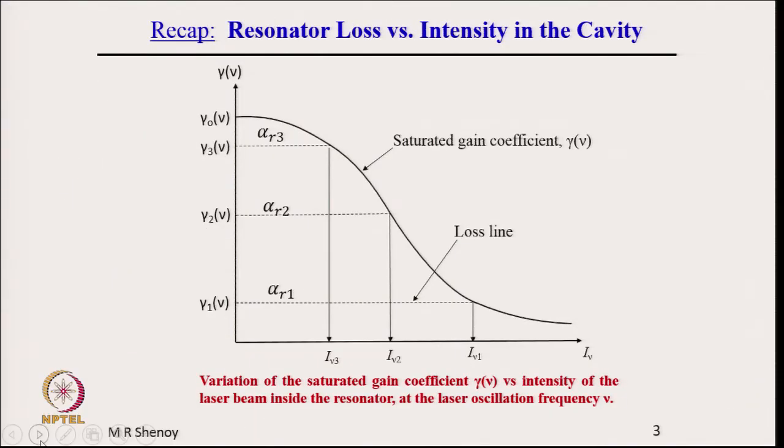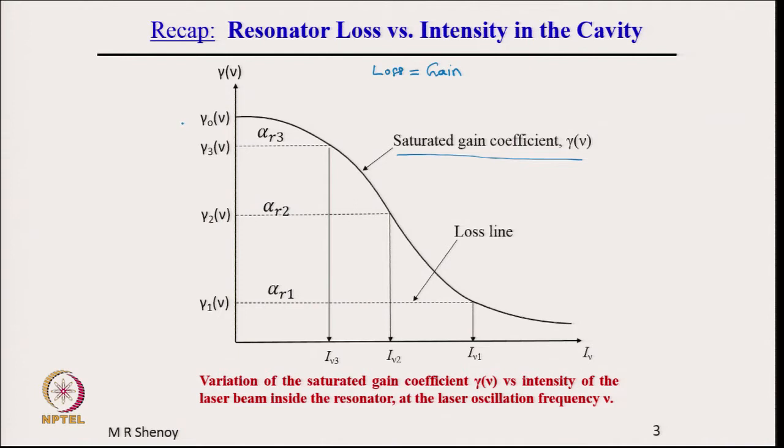Let us recall, we have this graph of resonator loss versus intensity in the cavity. Either you could say resonator loss or gain coefficient. In fact, what I have plotted is the saturated gain coefficient alpha r. The title reads resonator loss because we know that loss is equal to gain when the laser is oscillating. So, we could write here gain versus intensity in the cavity or resonator loss versus intensity in the cavity.